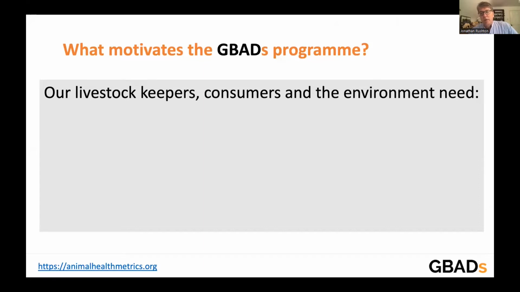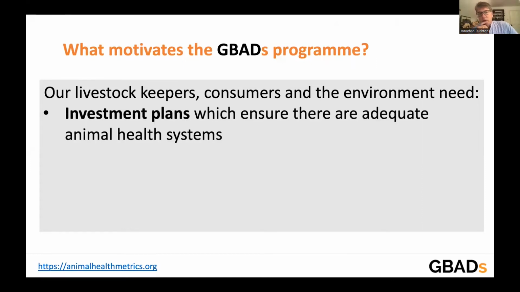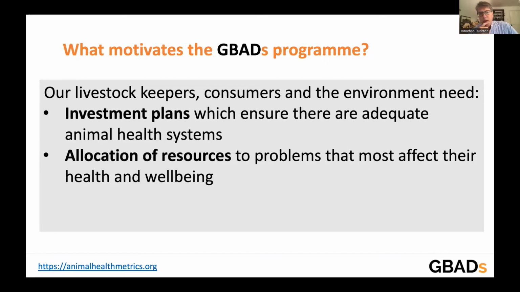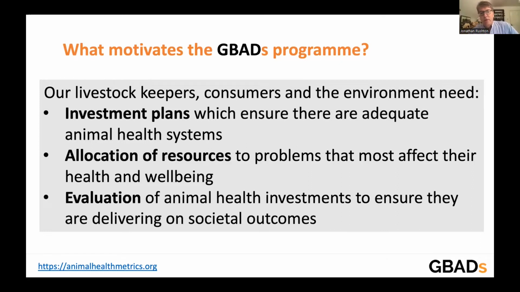So for our livestock keepers, our consumers, and the environment in general, we are very interested in making sure we've got investment plans that allow us to have adequate animal health systems. If we have a budget, we want to know where to allocate resources that have the greatest impact in terms of the health and well-being, not just of the animals themselves, but also the livestock keepers. And we start to generate longitudinal data sets that capture some of these impacts and allow us to evaluate quite clearly the animal health investments that have gone on in the past. I think that can still be done even in a sort of historical sense, but currently we do not have those data sets. So there is an absence of that particular piece of work.